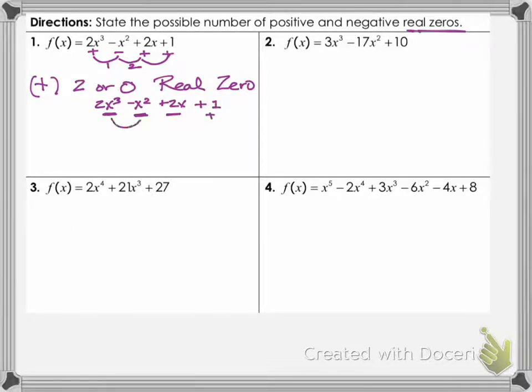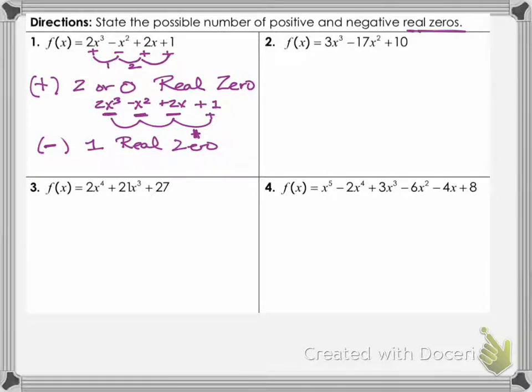So I only have one sign change right here. So for negative real zeros, I have 1 real zero. Okay, so I'm not supposed to put a 1 there. I'm just trying to put, that's negatives.